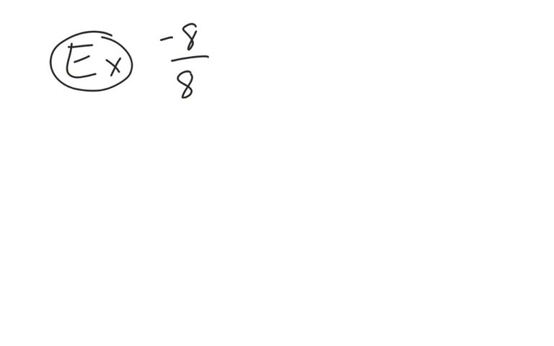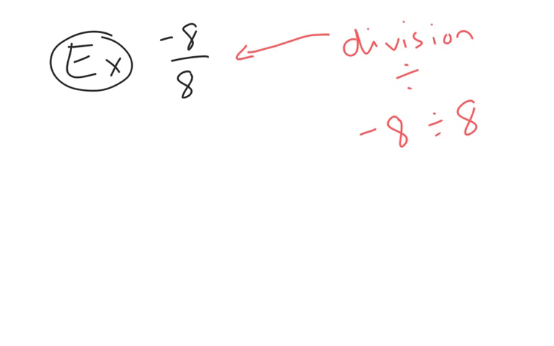In this example, we're going to look at negative 8 over 8. A lot of students, when they first see this question, get confused because it looks like a fraction. When you have a number over another number, the operation actually is division. If you really wanted to, you could rewrite this question as negative 8 divided by 8. However, we are not going to do that.